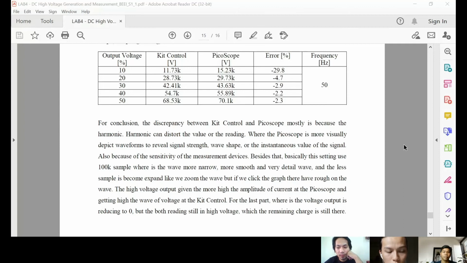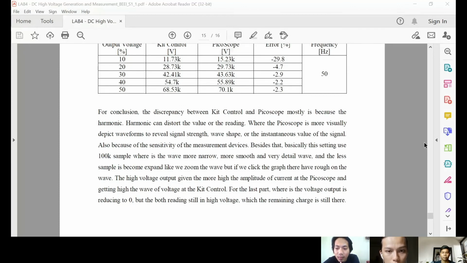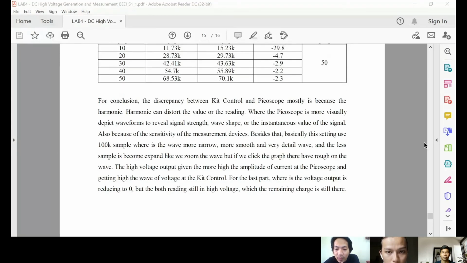So for the conclusion, the discrepancy between kit control and picoscope mostly is because of the harmonic. The harmonic can distort the value of the reading. That might be because the value of picoscope is higher than kit control. The picoscope is more visualized, displays waveform to reveal signal strength, wave shape, and the instantaneous value of the signal. Besides that, also because of the sensitivity of measurement device, each device has its sensitivity.